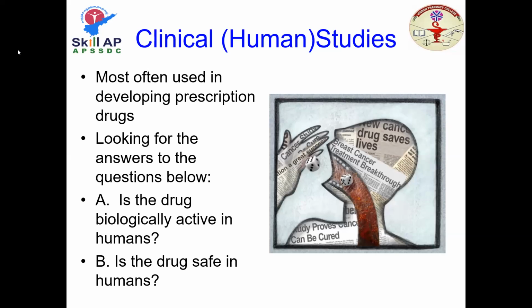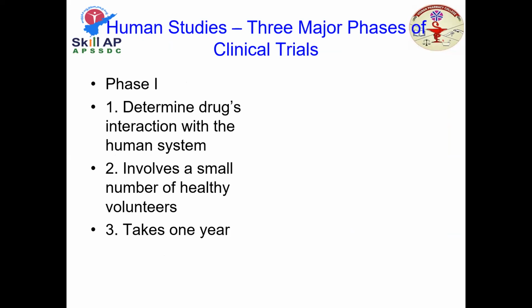So what they'll be checking is whether the drug is biologically active in humans and whether the drug is safe in humans or not. So what are the different phases of clinical trials? There are 4 phases of clinical trials: phase 1, phase 2, phase 3 and phase 4.